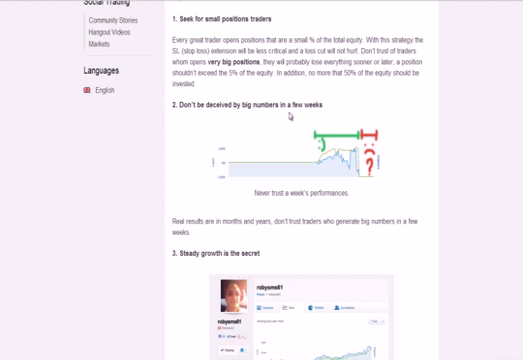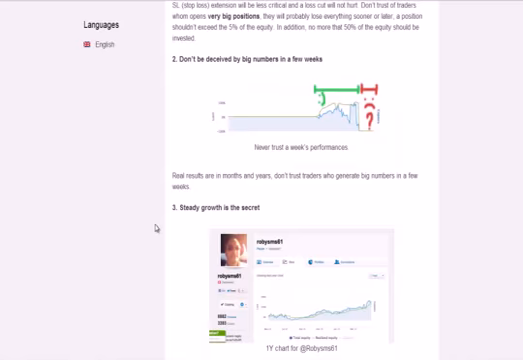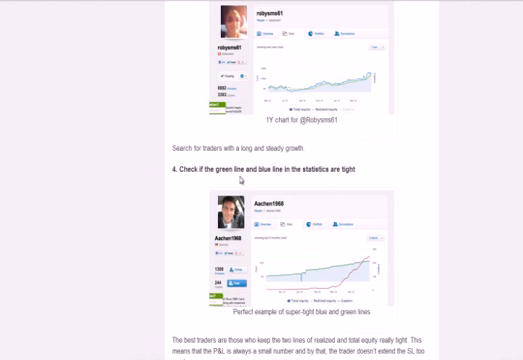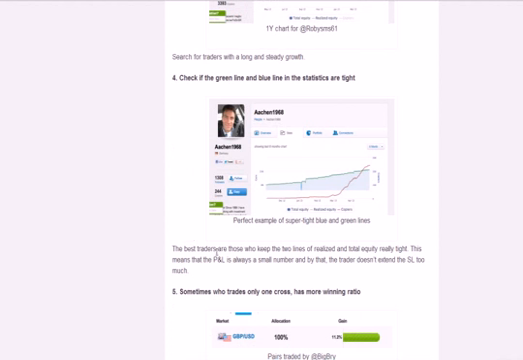Don't be deceived by big numbers in a few weeks. Real results are in months and years. Steady growth is the secret. Search for traders with a long and steady growth. Check if the green line and blue line in the statistics are tight. The best traders are those who keep the two lines of realized and total equity really tight.